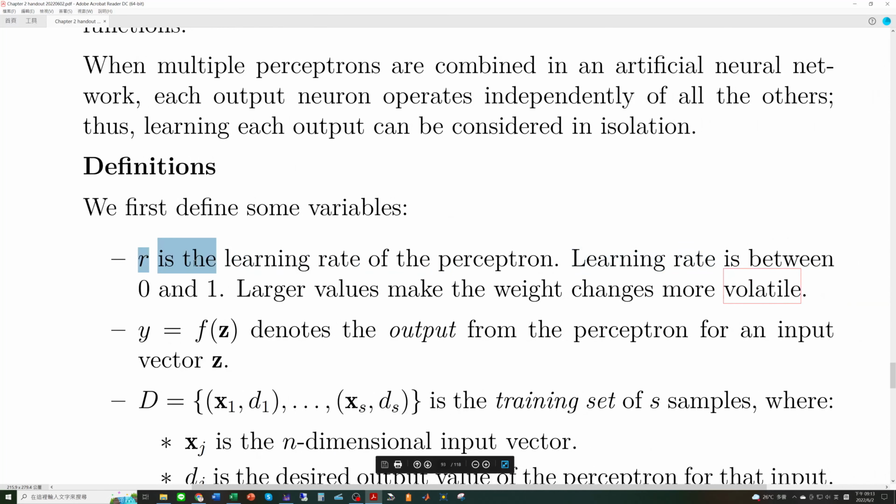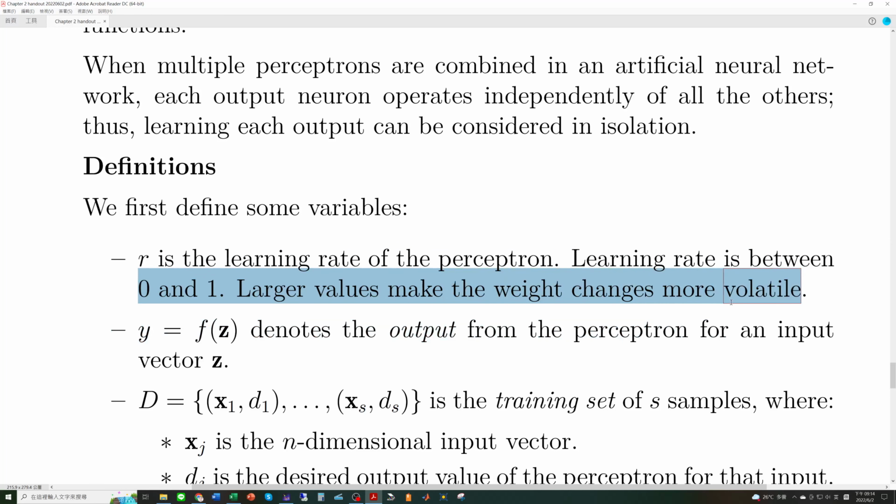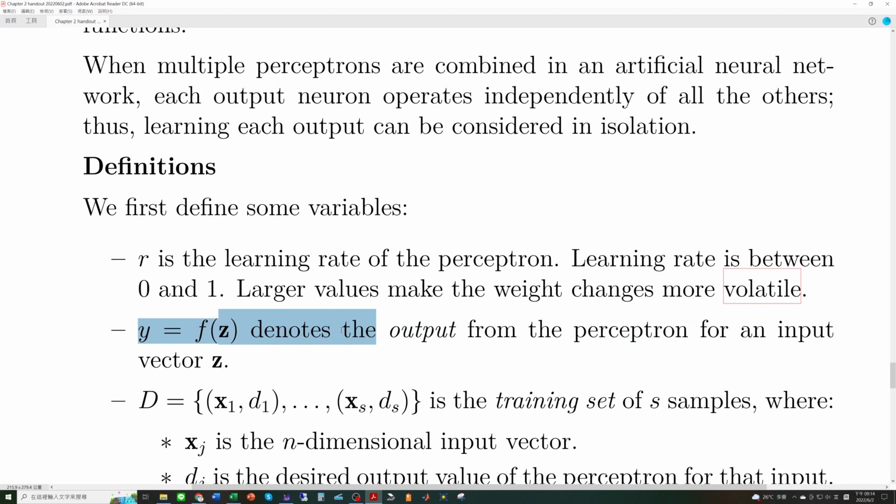So R is the learning rate of the perceptron. Learning rate is between 0 and 1. Larger values make the weight change more volatile. What is the meaning of the word volatile? I will explain it later. y = f(z) denotes the output from the perceptron for an input vector z.